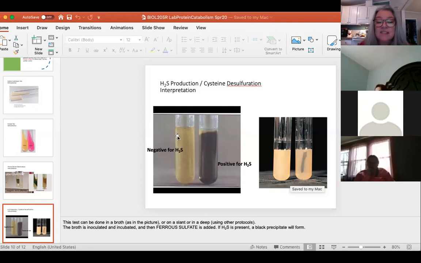So you can do this test in broth or in agar. It depends on the microbe. So if you're trying to test a microbe that you know doesn't really like oxygen, you would probably choose to use a deep instead, because it'll allow it to grow deep down in the agar and stay away from oxygen.